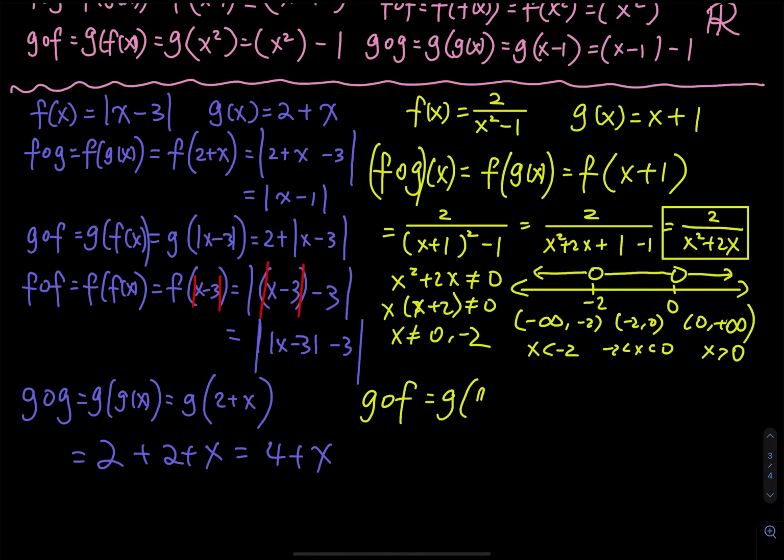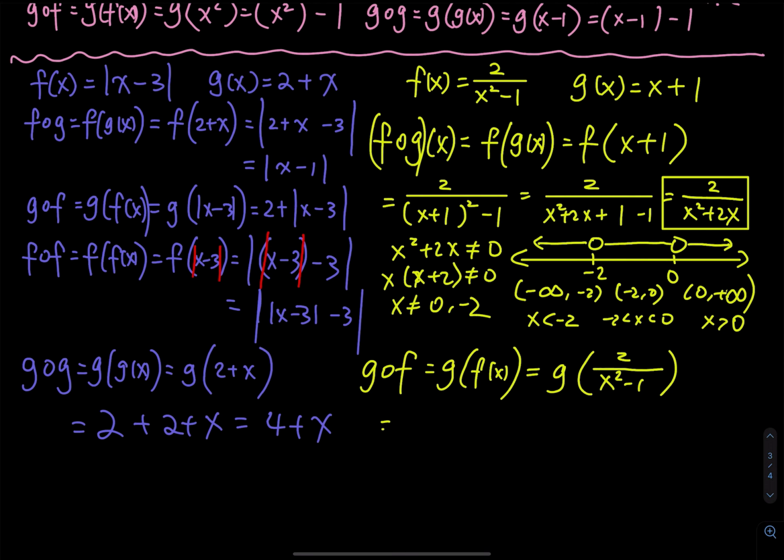So we have g of f of x. This is g of 2 divided by x squared minus 1. Then you have 2 divided by x squared minus 1, and then plus 1. So that is your g of f.